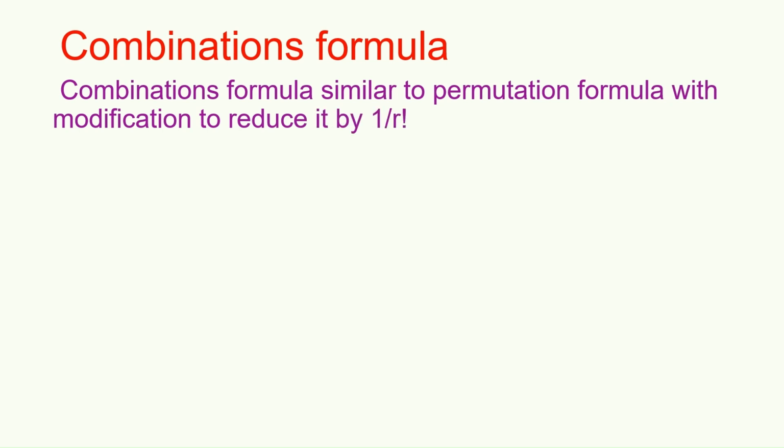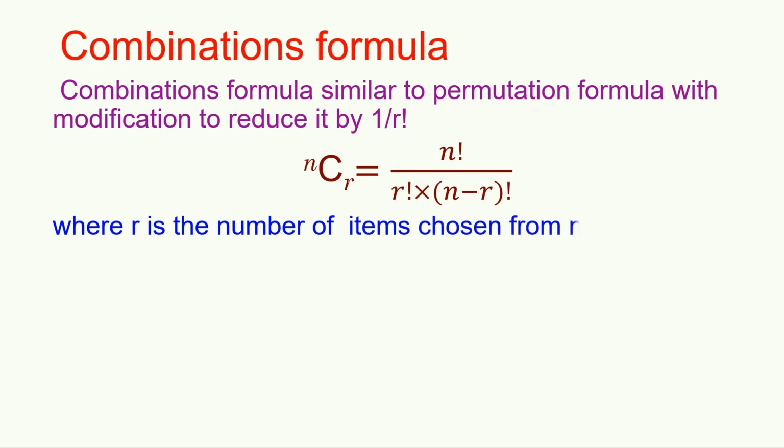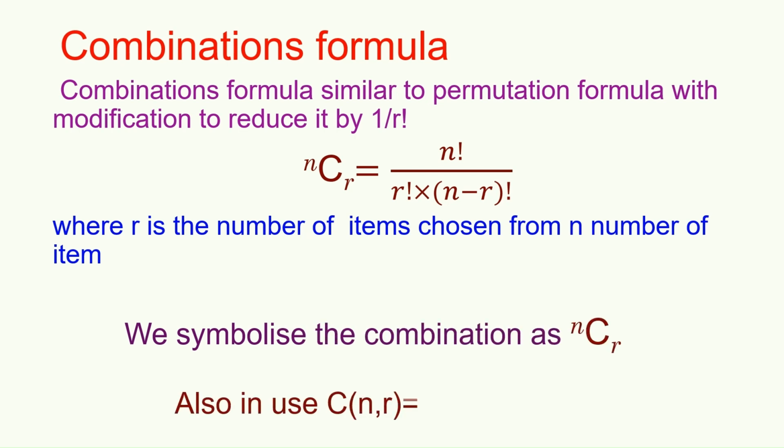The combinations formula is similar to the permutation formula, with a modification to reduce it by 1 divided by factorial r. nCr equals factorial n divided by factorial r times factorial n minus r, where r is the number of items chosen from n number of items. We symbolize the combination as nCr. Also in use are C(n, r) and nCr.